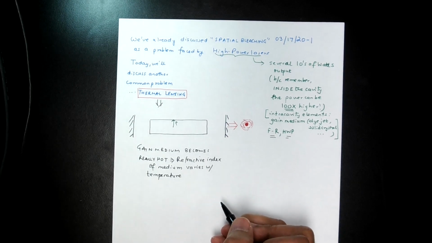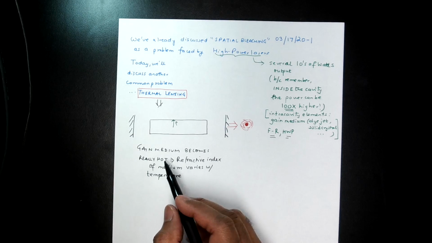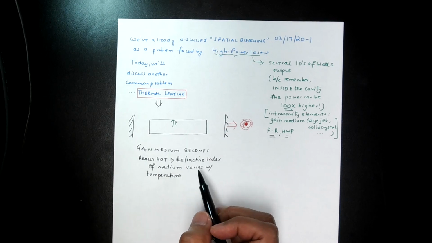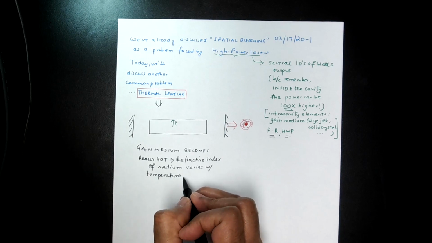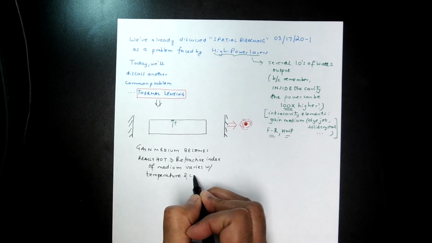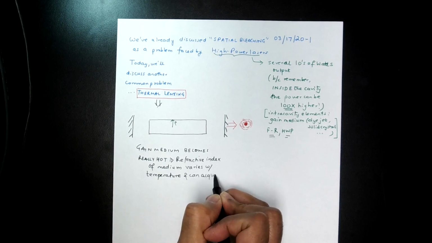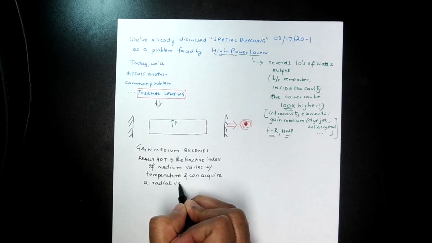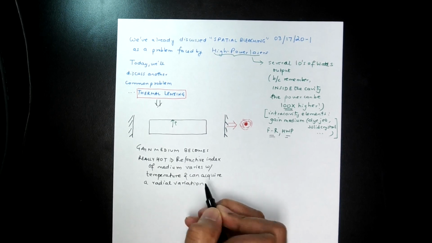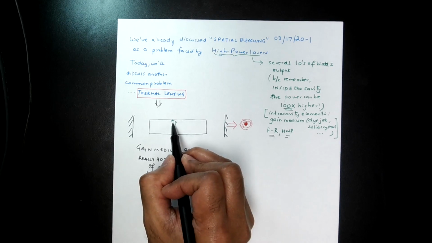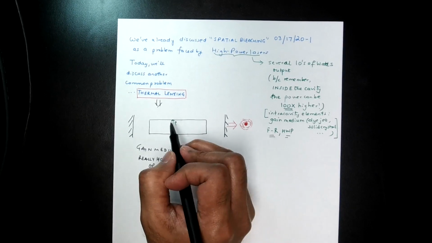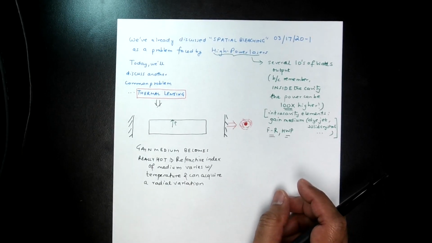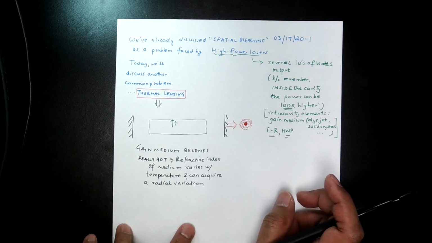Okay, so here's the problem: it's really hot, and as the temperature changes, the refractive index of the medium, which changes with temperature, can acquire a radial variation. Meaning that the refractive index can either decrease as you move off in the radial direction or increase. Either of those can happen.